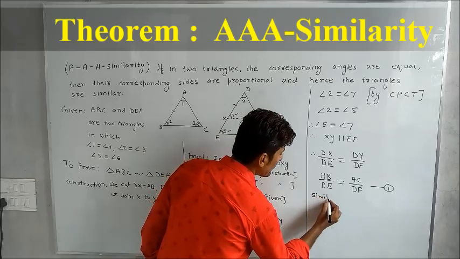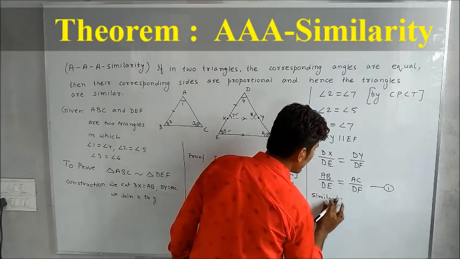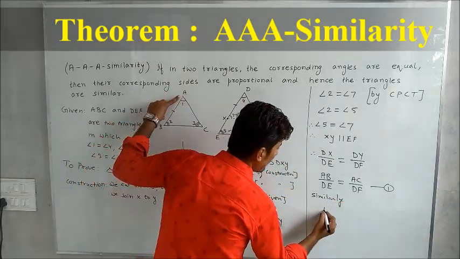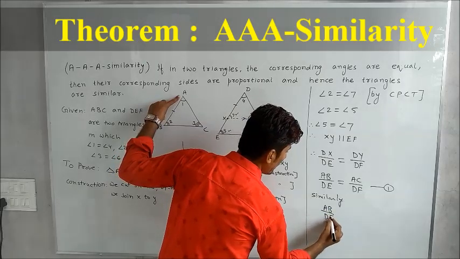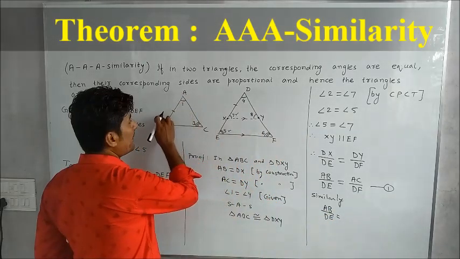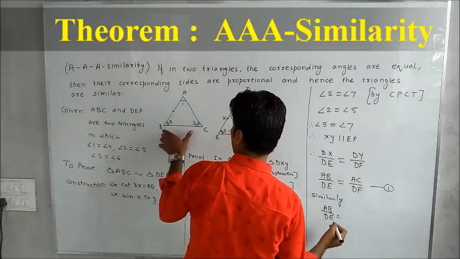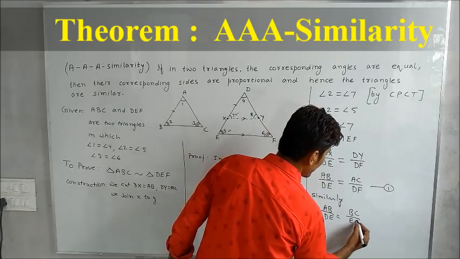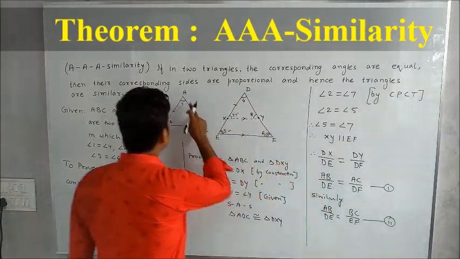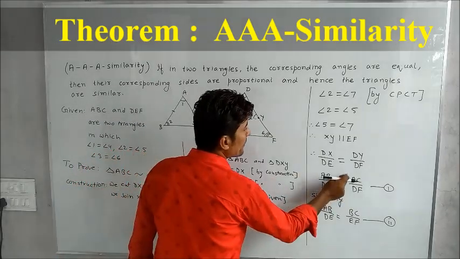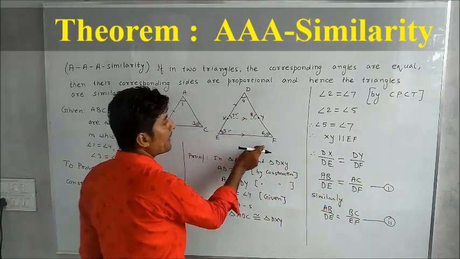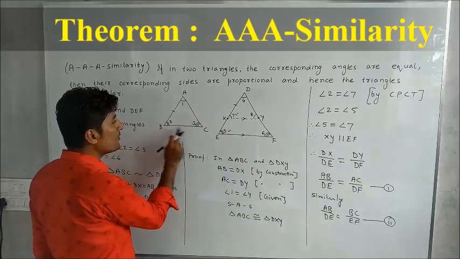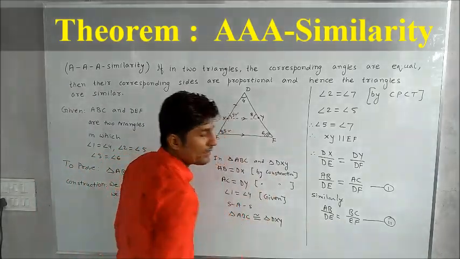Similarly, we can write AB upon DE is equal to BC upon EF also. Now let us see once again. Since AB upon DE is equal to AC upon DF, similarly we can say that the ratio of AB upon DE is equal to BC upon EF. That's why I have written this also.